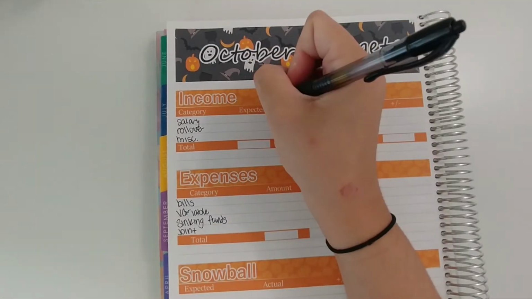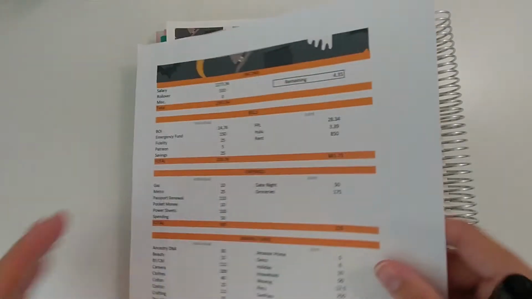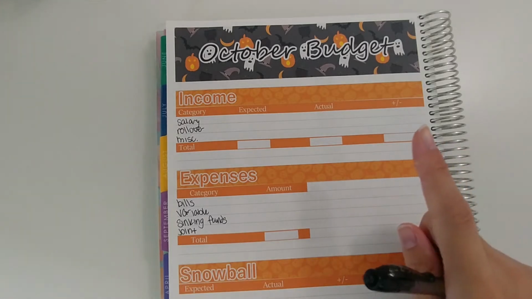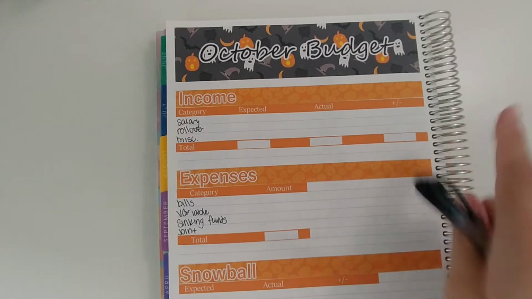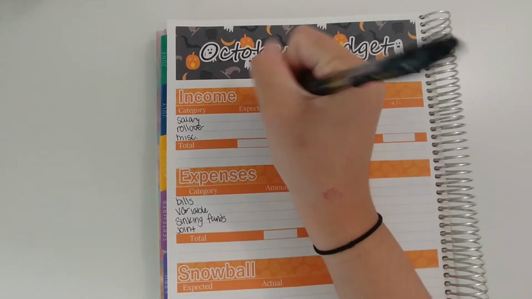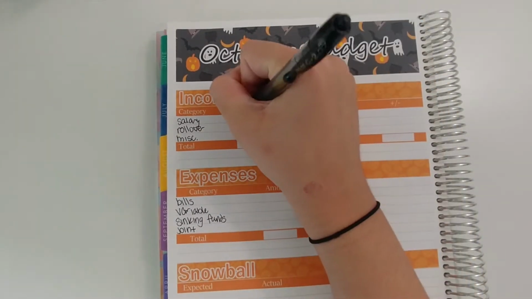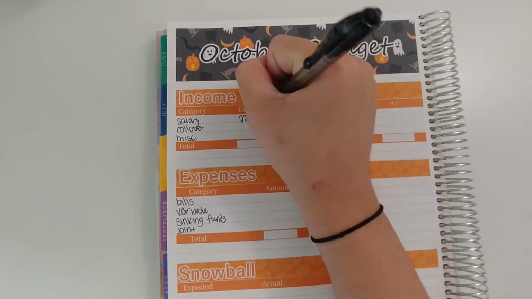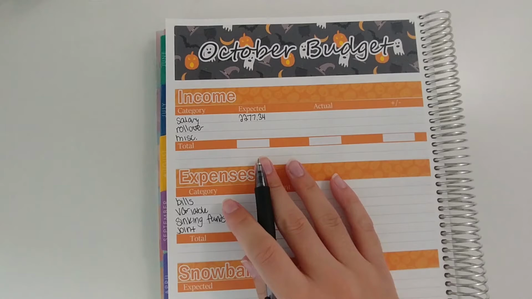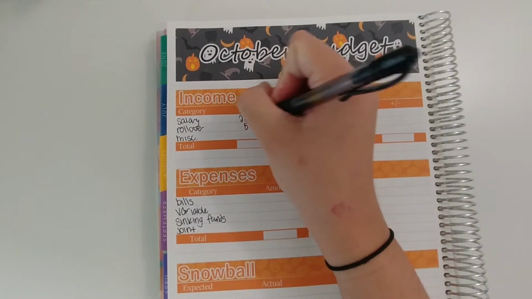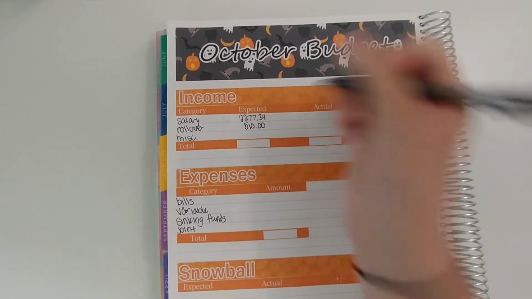So salary, as always. Actually, I'm just going to be referencing my cheat sheet here. I showed in a video how I plan for my budget. I'll link it up in the cards below. So my salary, as always, is $2277.34. My rollover amount is typically $0, but this month I actually am rolling over quite a bit, $510.